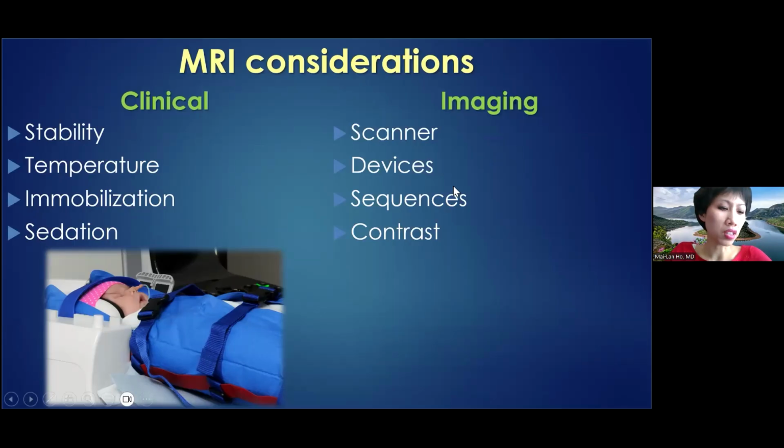And then what sequences? Are you just doing a basic screening and rule out, or are you looking for high level migrational anomalies that you need really good advanced imaging for? You want to run some advanced sequences. So again, that all kind of relates back to sedation, anesthesia.